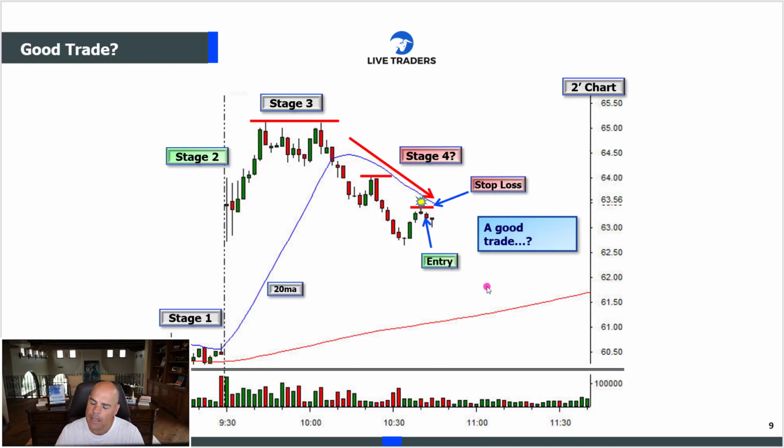Can't wait to make my money, then send this one to Jared after market. I'm going to email him how beautiful of a stage 4 2-minute sell setup this was. Good trade. Was it? Is it a good trade?